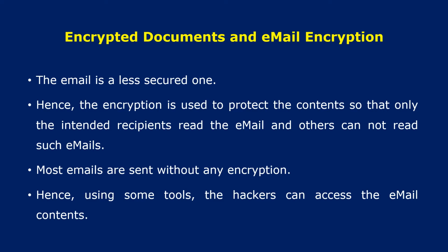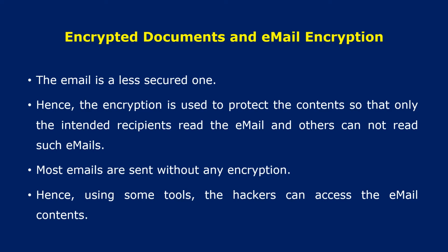But then what is the problem? The hackers, that is the intruders, can access the email contents using some tools. So these are the things that are to be remembered in case of emails. Most of the times emails are very less secured because they are sent without any encryption. Because they are sent without any encryption, the hackers or intruders can access email contents. That is the reason why encryption is to be used in order to protect the contents of email, whereby only the intended recipients can access and read the contents of the email.